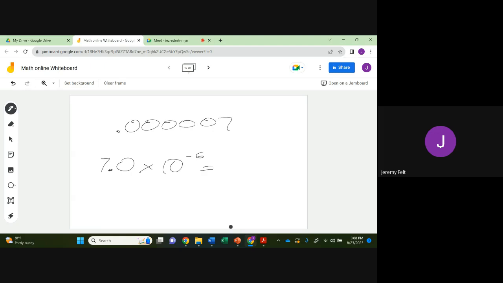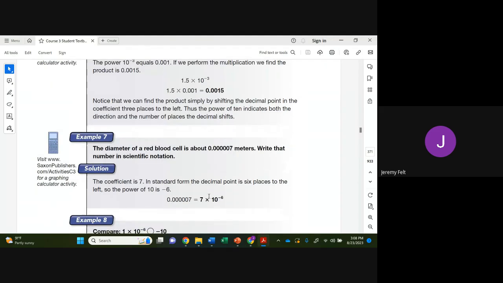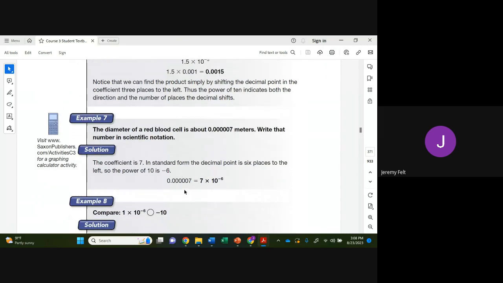So this negative exponent doesn't mean this is a negative number. It just means it's a really small number, obviously less than 1. So these two numbers are equal. If it's positive 6, we'd move it 6 to the right. Negative 6 means we move it 6 to the left. And we can write 7 or 7.0 times 10 to the power of negative 6.